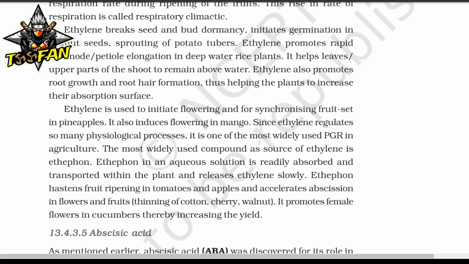Since ethylene regulates so many physiological processes, it is one of the most widely used PGRs in agriculture. The most widely used compound as a source of ethylene is ethephon. Ethephon in an aqueous solution is readily absorbed and transported within the plant and releases ethylene slowly. Ethephon hastens fruit ripening in tomatoes and apples, and accelerates abscission in flowers and fruits, thinning of cotton, cherry, walnut. It promotes female flowers in cucumbers, thereby increasing the yield.